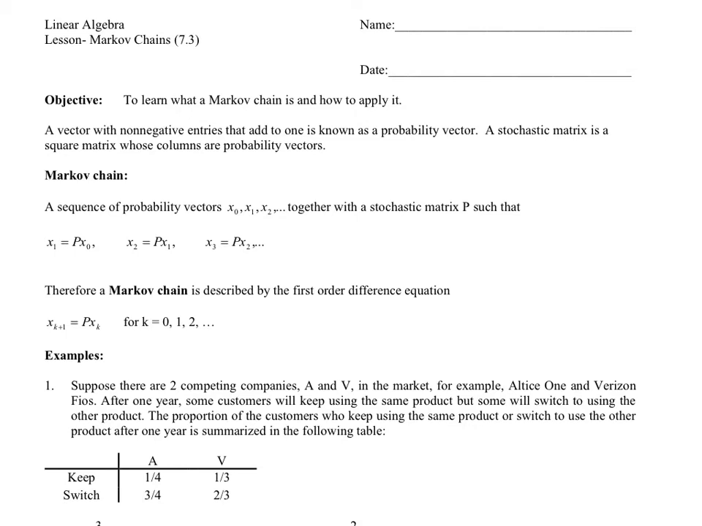That's the randomness component. So it would make sense that the columns, which in this course represent vectors, of a stochastic model talking about probability would be probability vectors. A sequence of probability vectors together with a stochastic matrix P such that x1 is equal to P x0, x2 is equal to P x1, and so on.